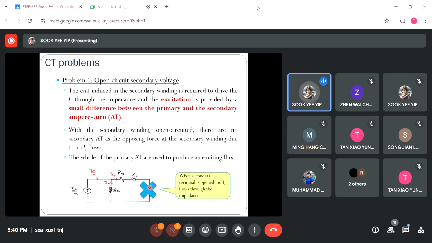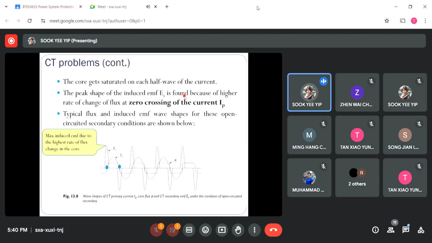So what happens here is open circuit. There will be no secondary ampere turns generated as the opposing force to the primary winding turns, which means there's no opposing force to the primary side. In such a case, the whole primary ampere turns will be used to generate flux, which means high flux is generated. So whenever we have high flux, what happens? It will turn the core into saturation mode. To further explain this, let's move to the next slide to see some waveforms.